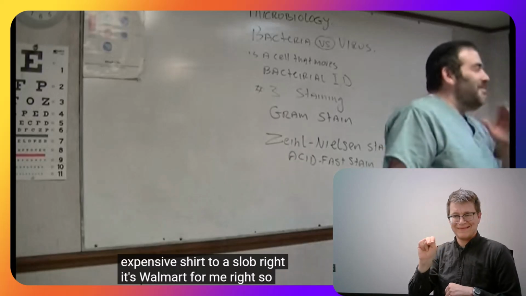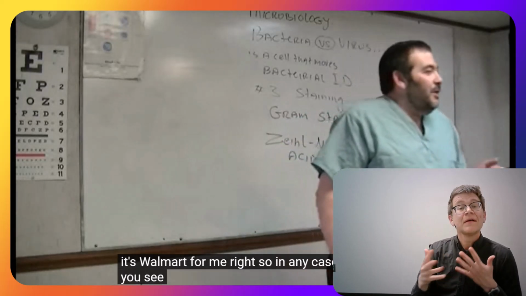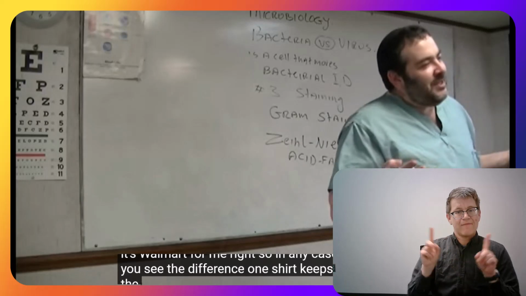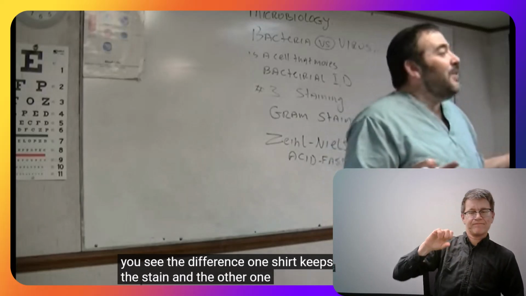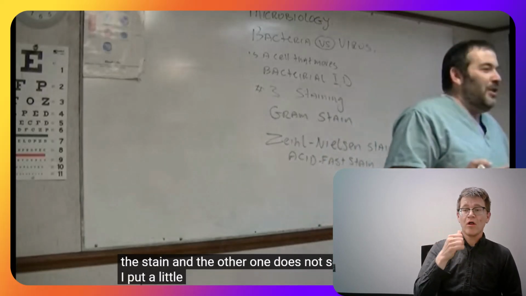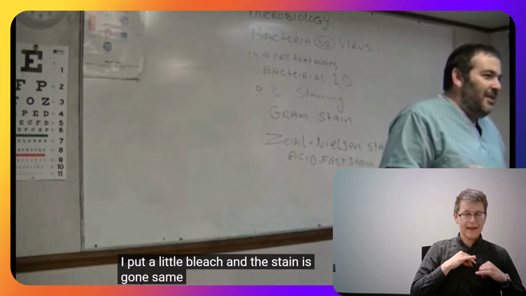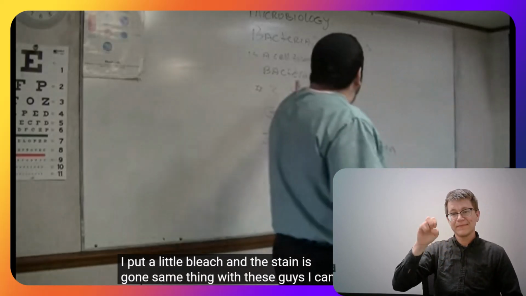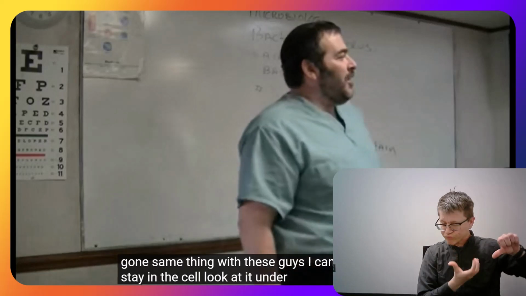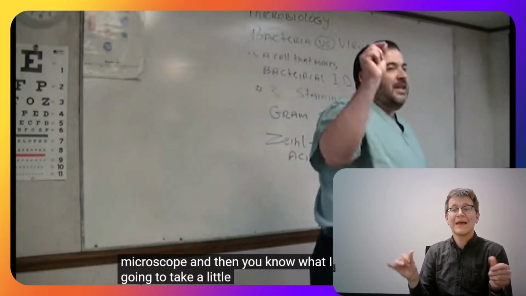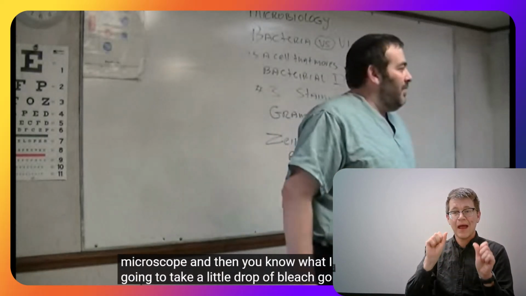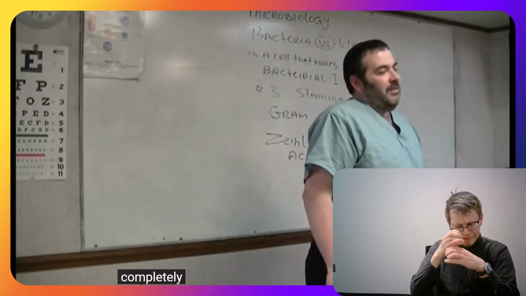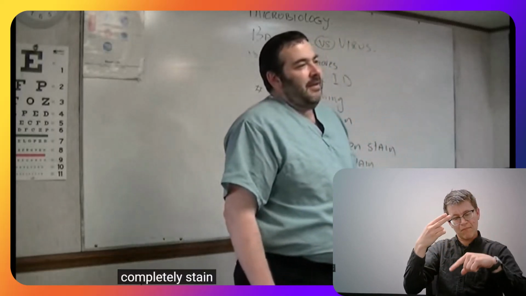So in any case, you see the difference. One shirt keeps the stain, and the other one does not. So I put a little bleach, and the stain is gone. Same thing with these guys. I can stain the cell, look at it under a microscope, and then I'm going to take a little drop of bleach, and it's gone completely. Stain gone.